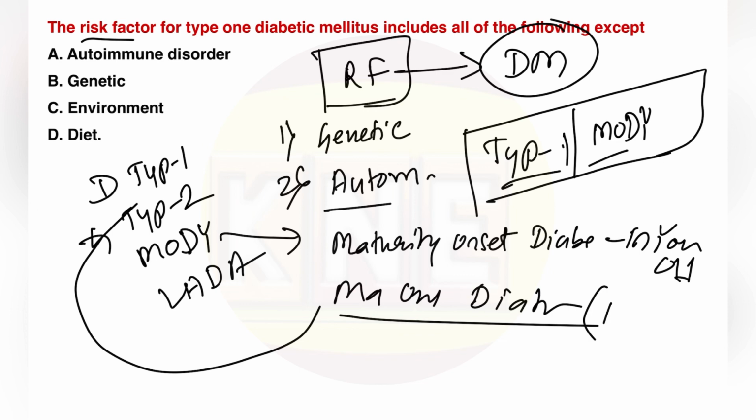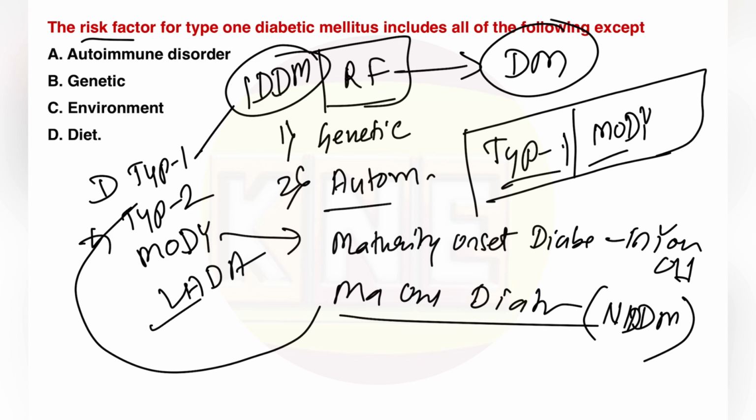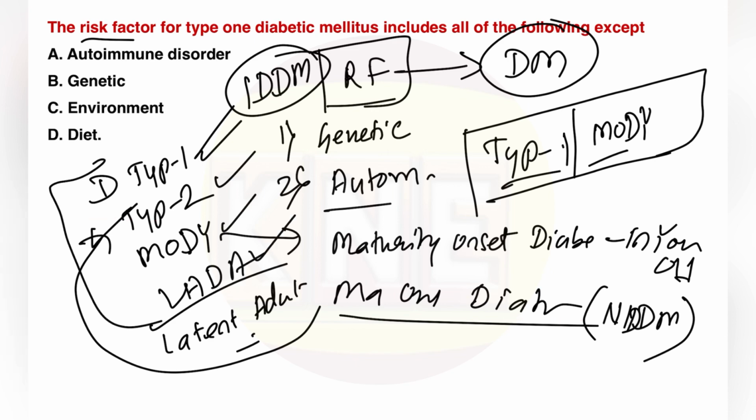Type 2 is also known as non-insulin dependent diabetic mellitus. Type 1 is insulin dependent diabetic mellitus. Okay, so MODY. LADA means latent autoimmune diabetes in adults. So LADA, type 1, type 2, MODY. These are the types of diabetic mellitus.